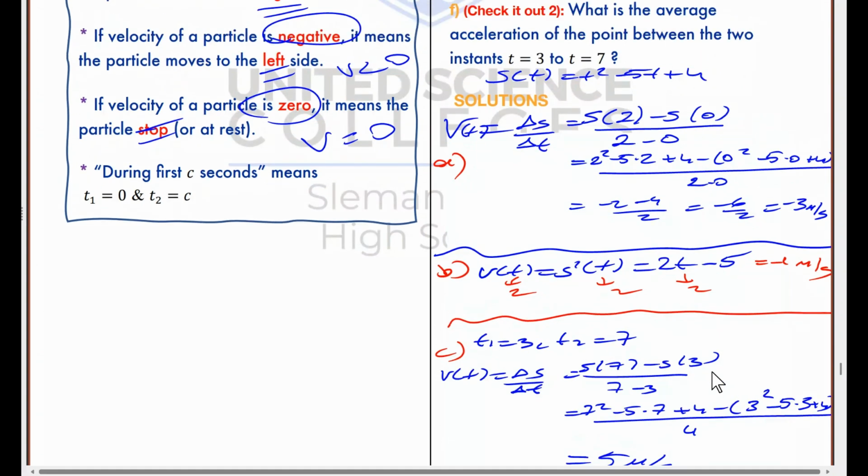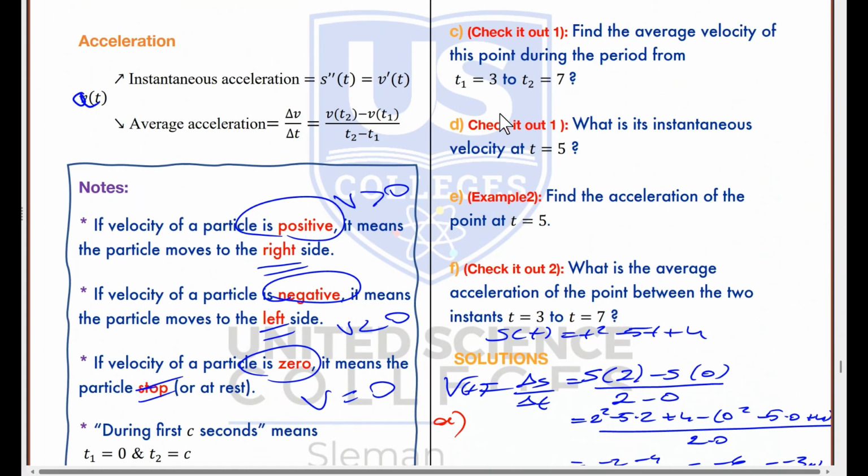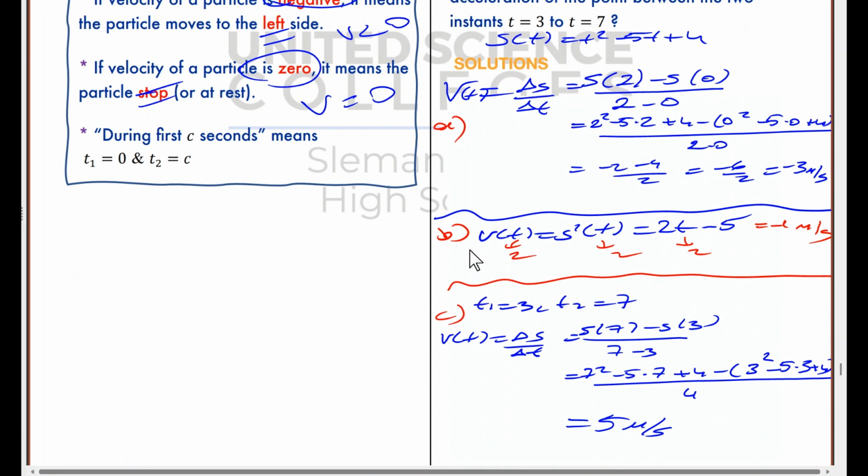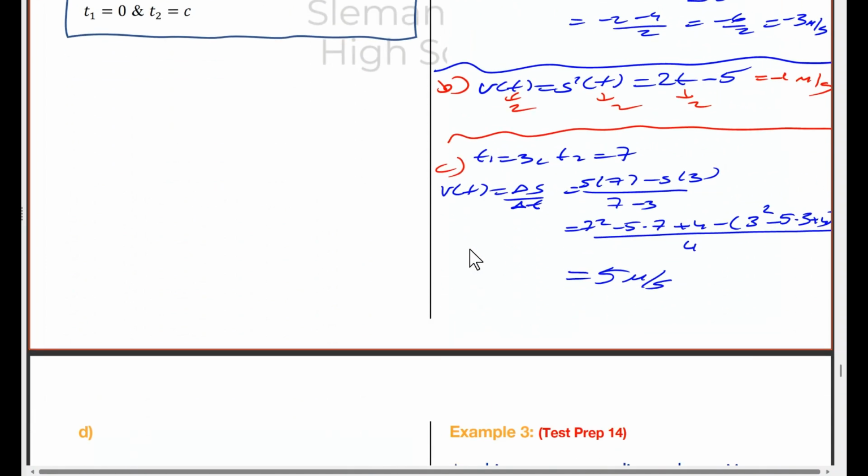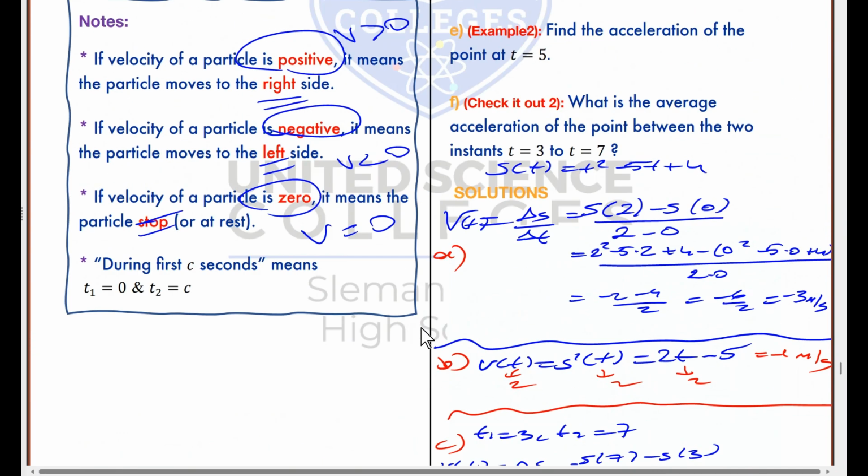All right. Let's continue with part D. Another check it out question. What is its instantaneous velocity at t equal to 5? Like part B, to find instantaneous velocity, we just need to take derivative of position function. We find v function, which we already found in part B as 2t minus 5. So we need to find this velocity at 5. So 2 times 5, 10. 10 minus 5, 5 meter per second will give us instantaneous velocity.